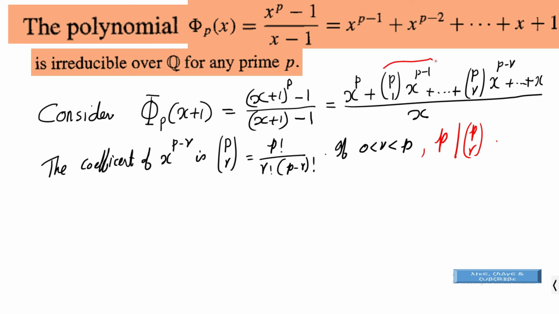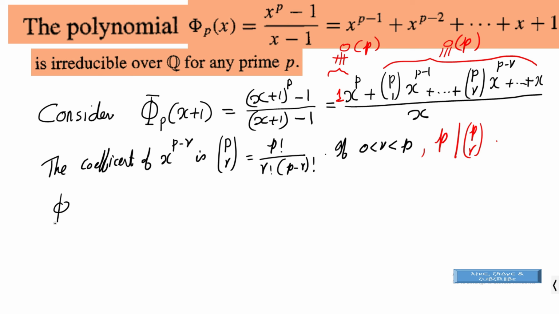That is, p divides p choose 1, p choose 2, and so on up to the last term, all the coefficients. So all coefficients are congruent to 0 mod p except for the first term, and the first term has the coefficient 1 which is not congruent to 0 mod p. Now what about the last term? The last term has the coefficient 1 which is not congruent to 0 mod p square. So even though you are dividing it by x, the coefficients are the same, which means that phi p of x plus 1 satisfies the Eisenstein criterion, and hence it is irreducible.